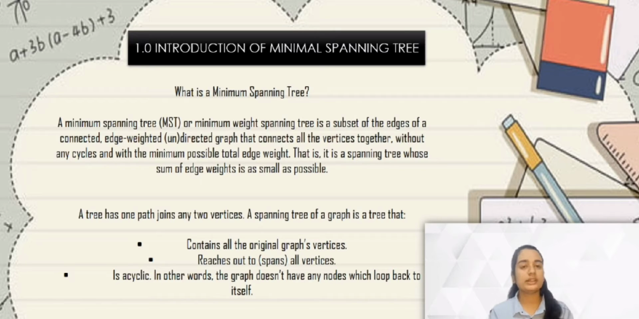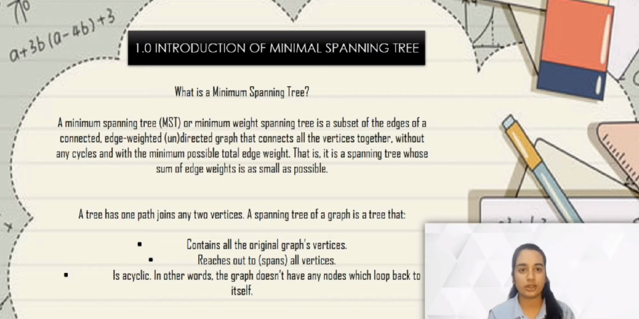MST, which stands for minimum spanning tree or minimum weight spanning tree, is a subset of the edges of a connected and edge-weighted undirected graph that connects all the vertices together without any cycles and with the minimum possible total edge weight. That is, it is a spanning tree whose sum of edge weights is as small as possible. In addition, a tree has one path joining any two vertices.